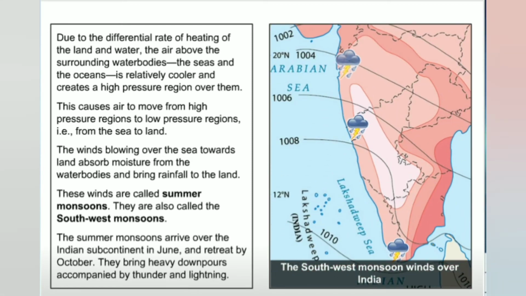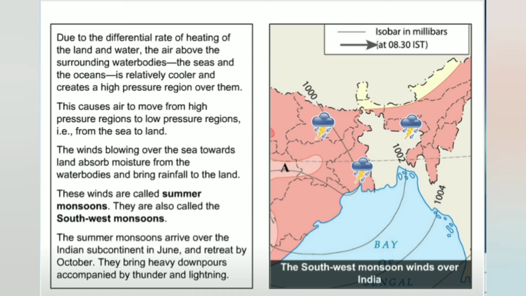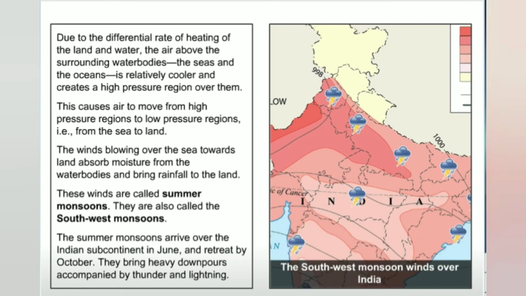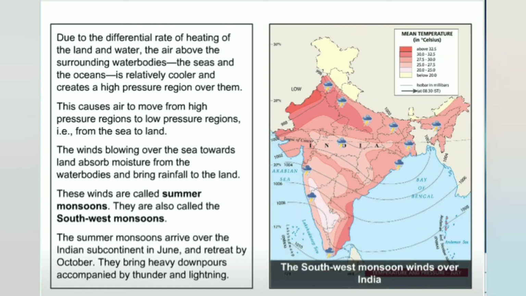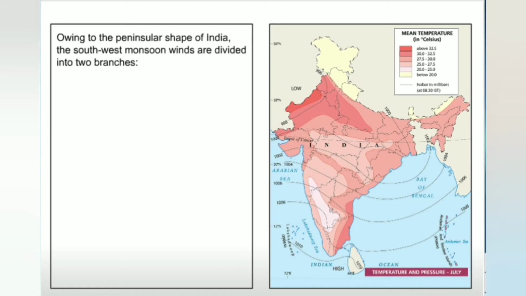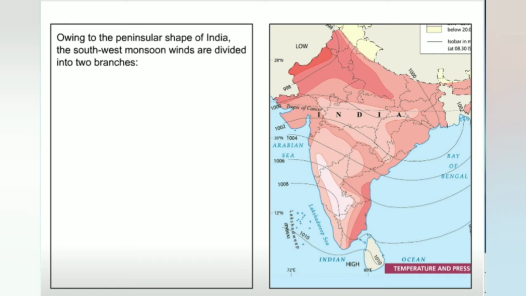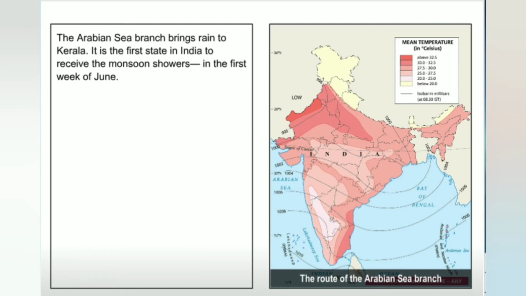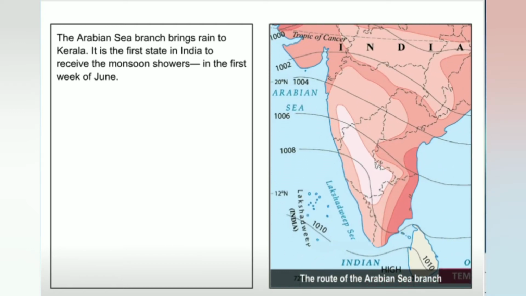The summer monsoons arrive over the Indian subcontinent in June and retreat by October. They bring heavy downpours accompanied by thunder and lightning. Owing to the peninsular shape of India, the southwest monsoon winds are divided into two branches, the Arabian Sea branch and the Bay of Bengal branch. The Arabian Sea branch brings rain to Kerala. It is the first state in India to receive the monsoon showers in the first week of June.